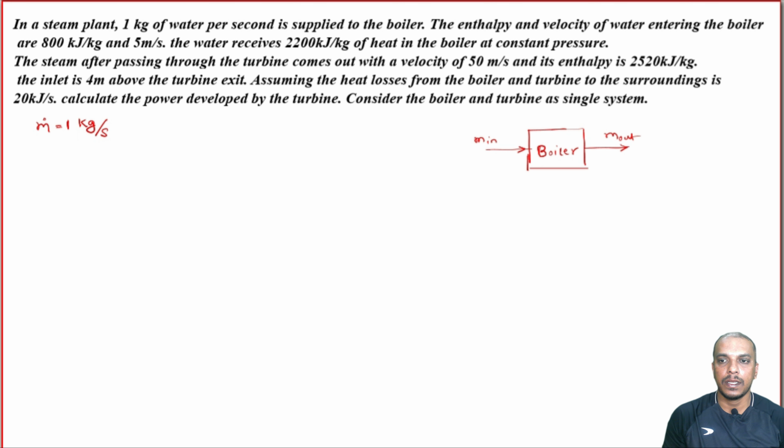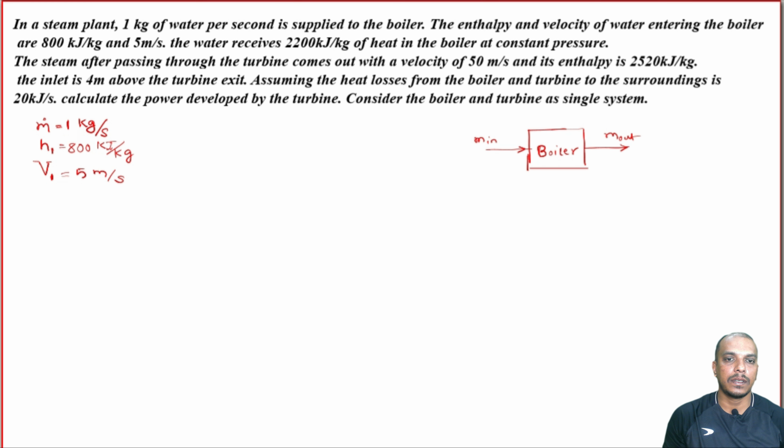So, he has given enthalpy and velocity, H and V. Let me call the inlet as 1 and the outlet as 2, with inlet velocity as V1. So, 800 kilojoule per kg enthalpy. Enthalpy is 800 kilojoule per kg and velocity is 5 meter per second.